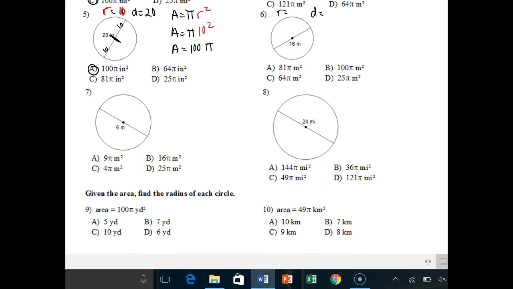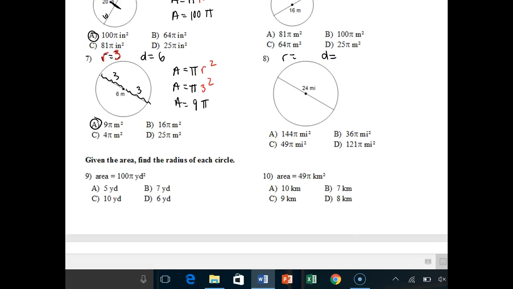For number 7, again, I give you a diameter. Your diameter is 6, so this half right here and this half right here have to be 3 and 3. So that's a radius of 3. Area is equal to pi r squared, so we want to use our radius of 3. Area is equal to pi times 3 squared, and in this case, that's area is equal to 9 pi, so 9 pi meters squared. So that's just basic. I gave you a circle, find me the area, whether it's a radius or diameter.